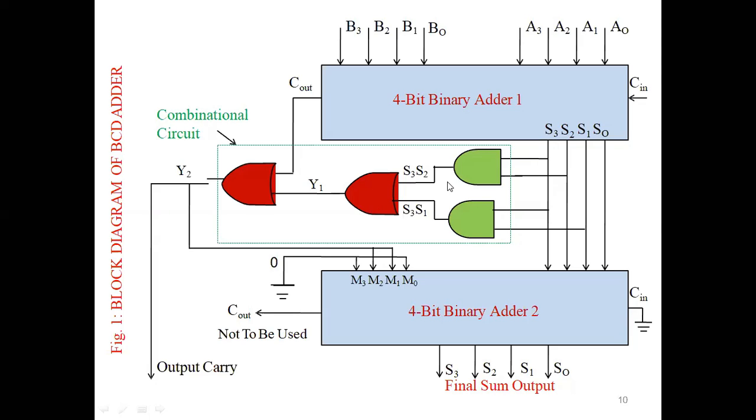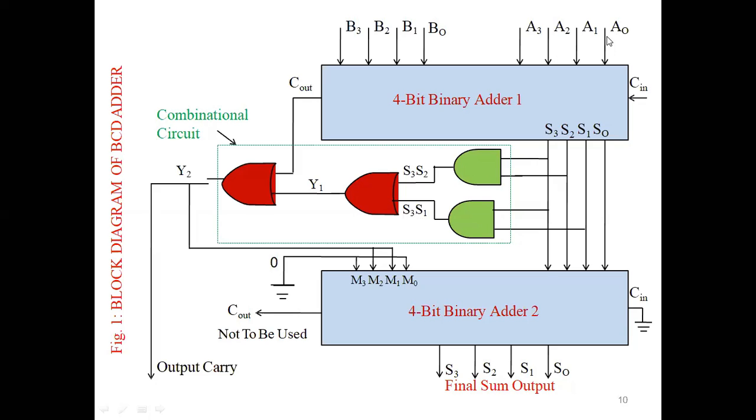So in the previous class, we drew the K-map solution, that is S3 S2 plus S3 S1. Is it clear? So S3 S2 plus S3 S1 needs one AND gate and 2 AND gates and 1 OR gate.